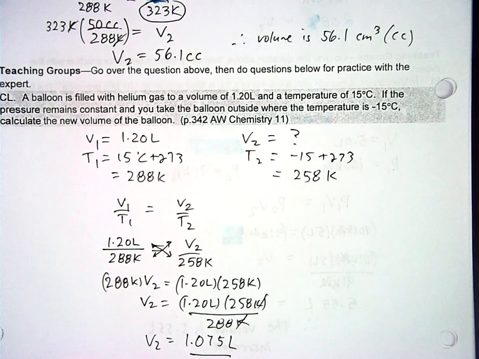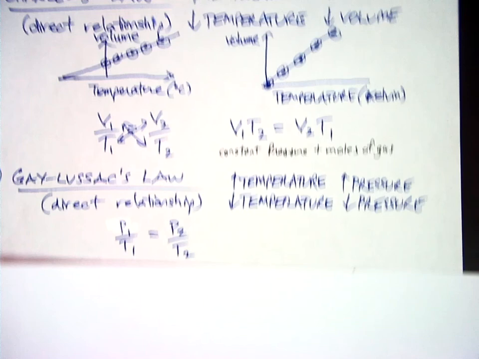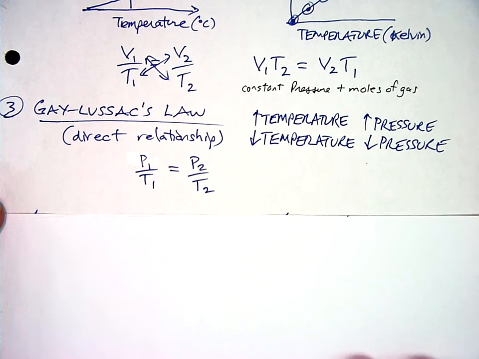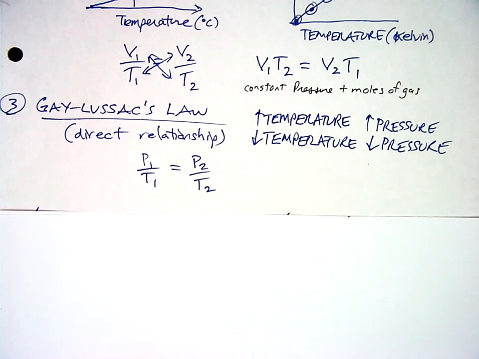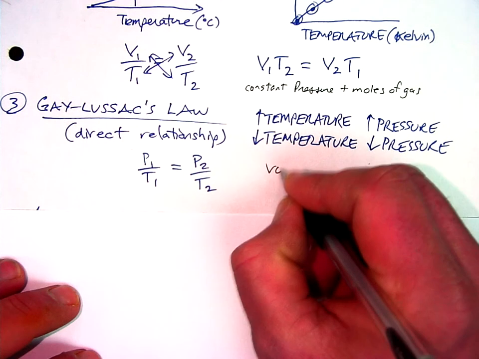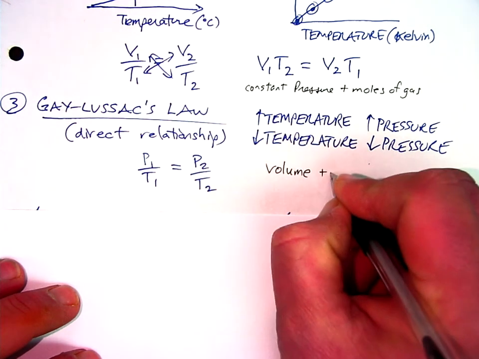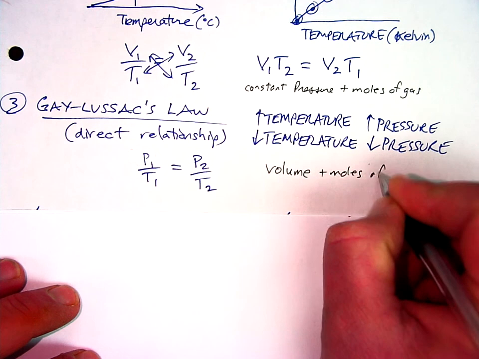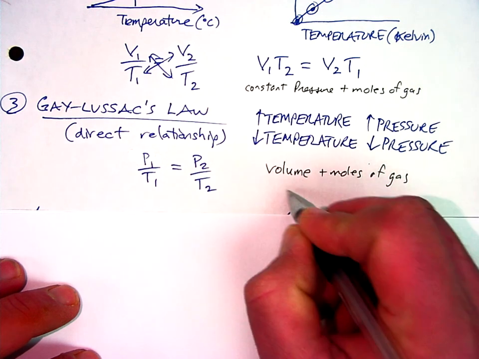Okay. So the next law, the next named law, named after the scientist who studied it, is the Gay-Lussac law, or Guy-Lussac law, whichever it happens to be. This one is almost identical to the volume, or Charles's law. It's the same relationship. As the temperature goes up, the pressure goes up, as long as the volume and moles of gas are constant.